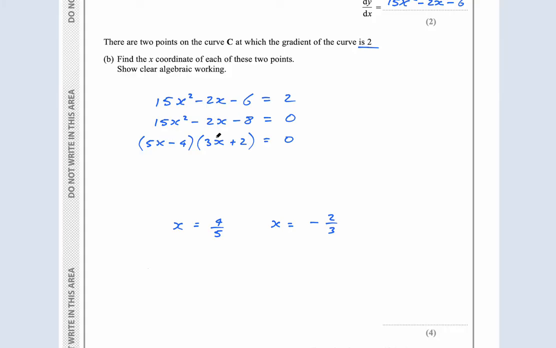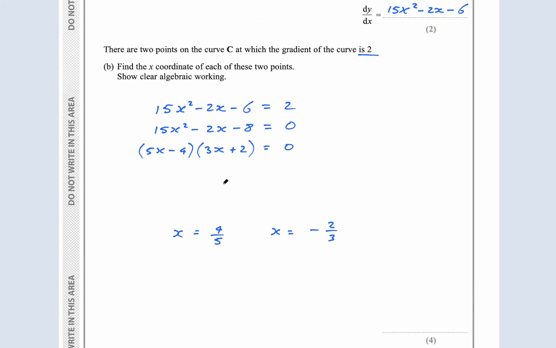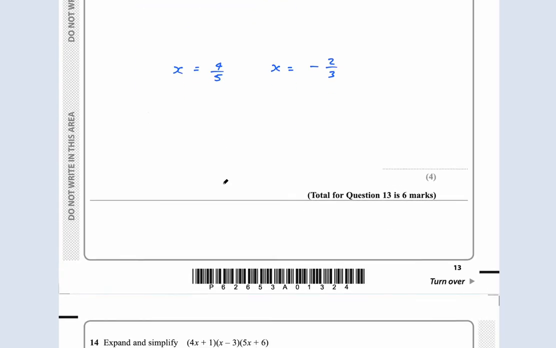And then you just check if you're right. Well, this times this is 15x squared, yes. Plus 10x minus 12x gives me the minus 2, good. And the minus 4 times 2 is minus 8. So that's correct. So those are my two answers, and I've got all the working. And it's 6 marks, which is not bad.